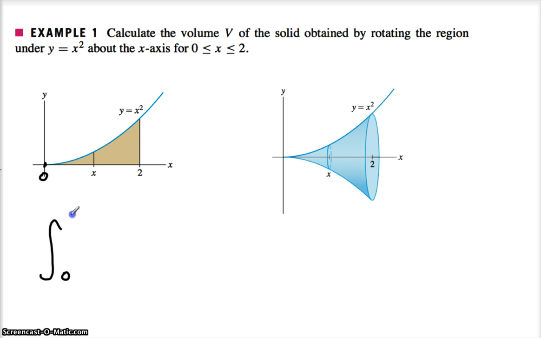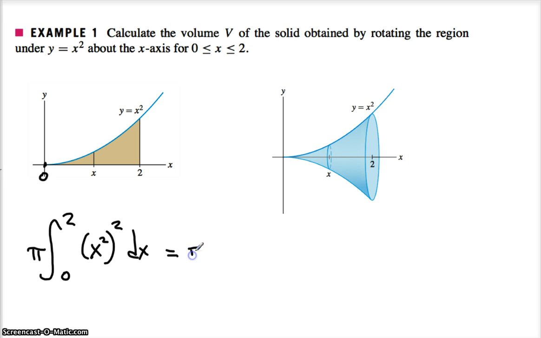From 0 to 2, f of x needs to be squared, so since f of x is the parabola, we're going to square that, dx. And the pi we'll just write out here. Okay, so there's your volume. You can enter this into a calculator, for instance the TI-83s or the TI-Inspires, and it'll calculate the exact answer. I'm going to show you how you can do it without a calculator.